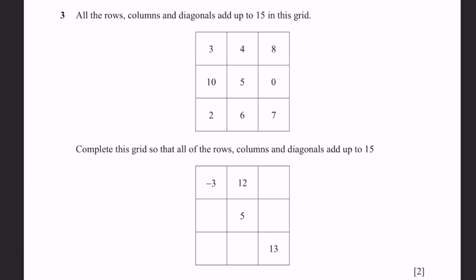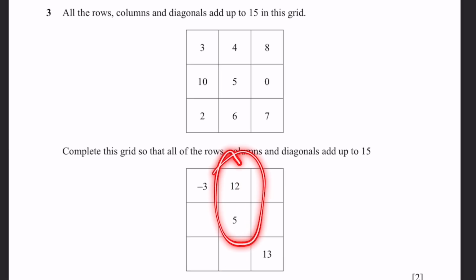Question 3. All the rows, columns, and diagonals add up to 15 in this grid. Complete the grid so that all of the rows, columns, and diagonals add up to 15. So over here, we have this, which adds up to 15. Now we need to make this add up to 15. 12 plus 5 is 17. 17 minus 2 is 15.